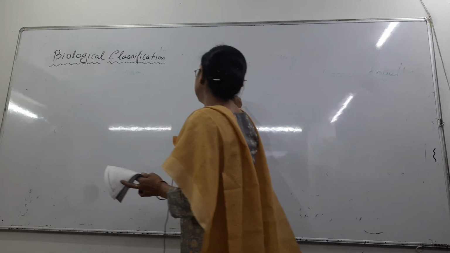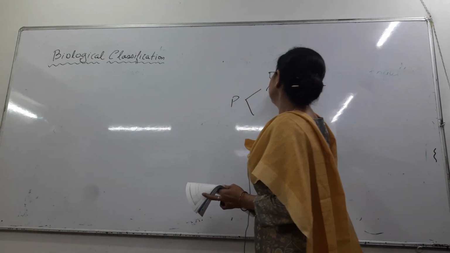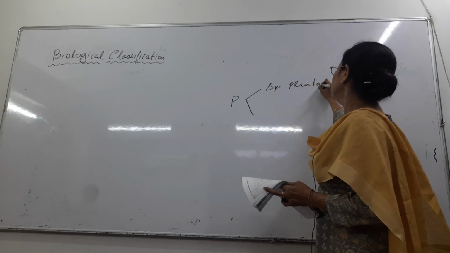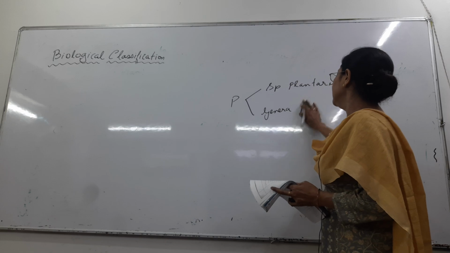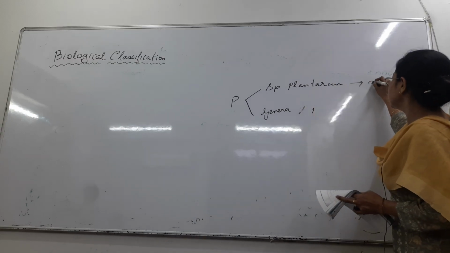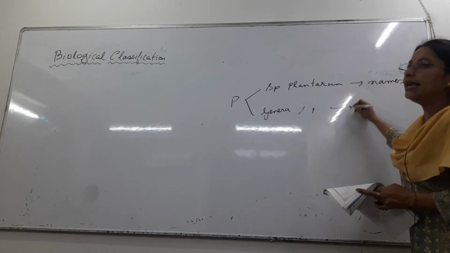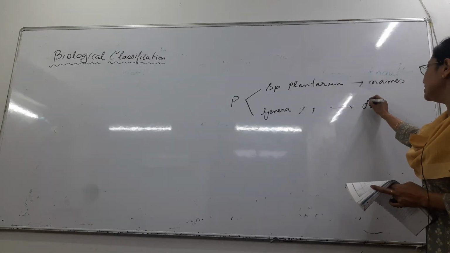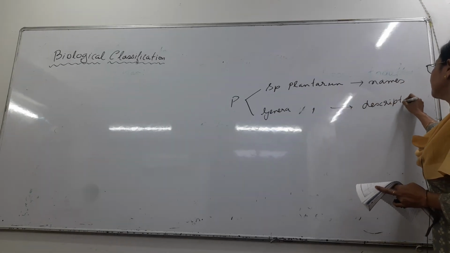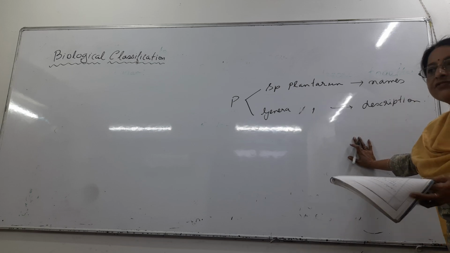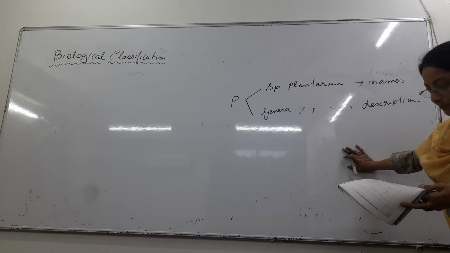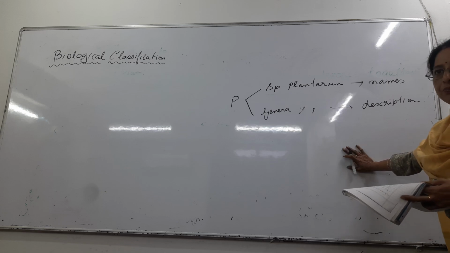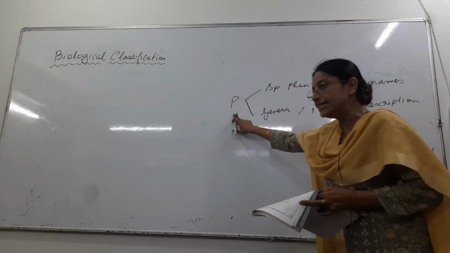So for plants, how many books are there? Two: Species Plantarum and Genera Plantarum. What is in Species Plantarum? Names of the plants. What is in Genera Plantarum? Description of the plants. Just read the information that is given in the bracket. Understood? So the name of the book and what is in each book: when we are talking about plants, the names are in one book and the description of the plants is in a separate book.